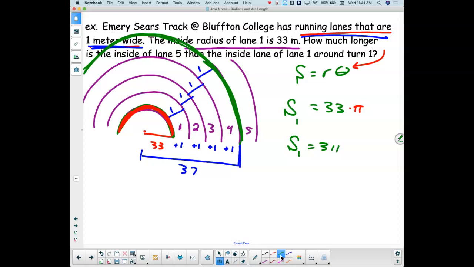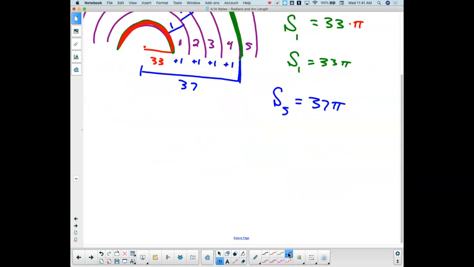Let's try again. Let's try 33 pi. All right, so that's the length of lane 1. Don't you want to decimal it? Nah, we can use 33 pi. It actually makes it easier if we just use 33 pi. Because then for the inside of lane 5, radius 37, angle pi.